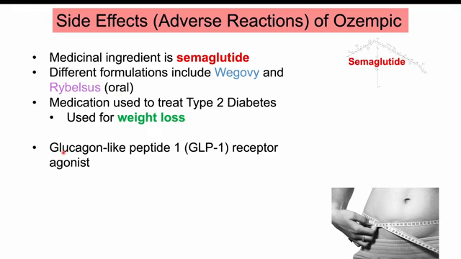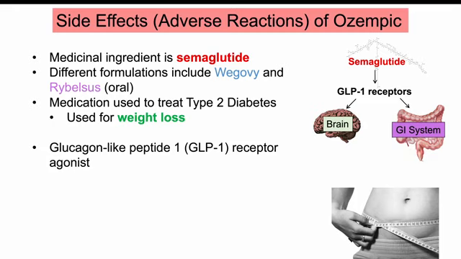And semaglutide itself is going to be a glucagon-like peptide 1 or GLP-1 receptor agonist. So that means that it binds to GLP-1 receptors that are both located in the brain and also located in the GI system or the gastrointestinal system. So in the stomach and in the intestines as well. And we can also see it in the pancreas as well.